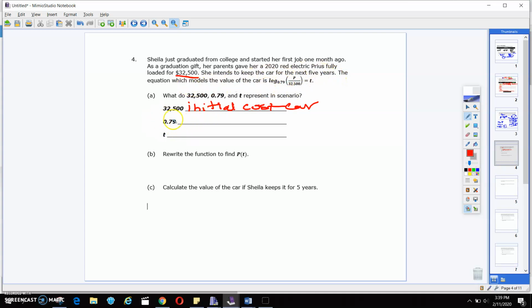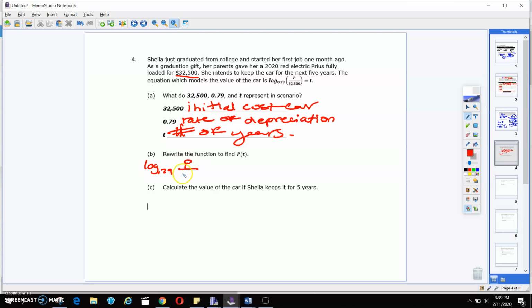What does that 0.79 represent? That is the rate of depreciation, where the value of the car goes down. T is going to be the number of years. Cool? So if I have this equation, I'm going to rewrite it to solve for P.